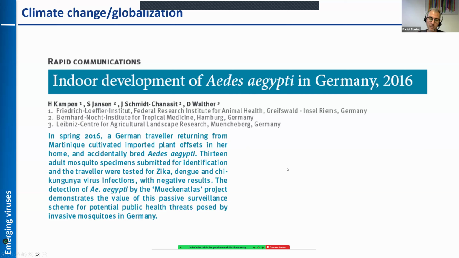That's just to illustrate that the monitoring works, and it also nicely illustrates how vectors can be transmitted to different geographic regions.